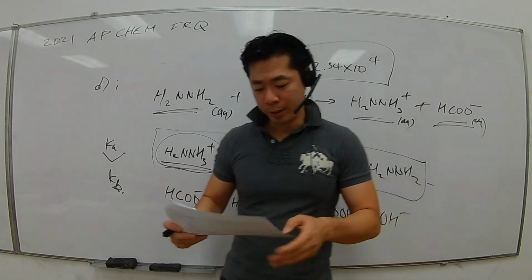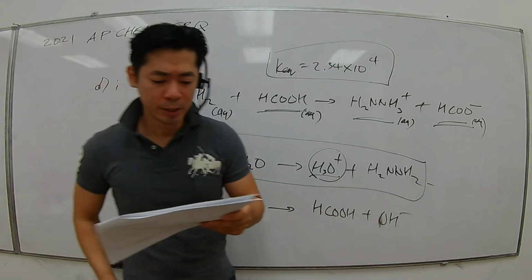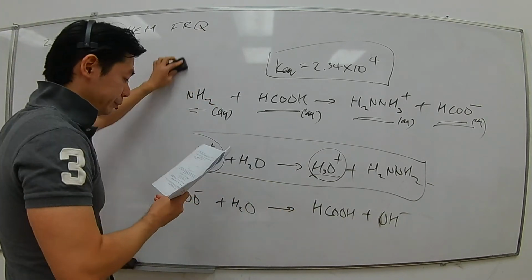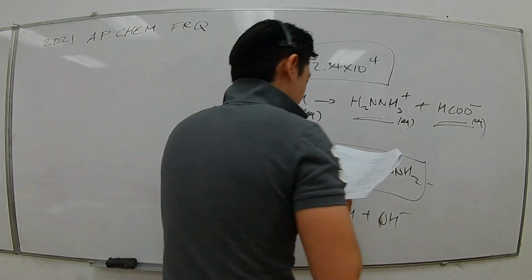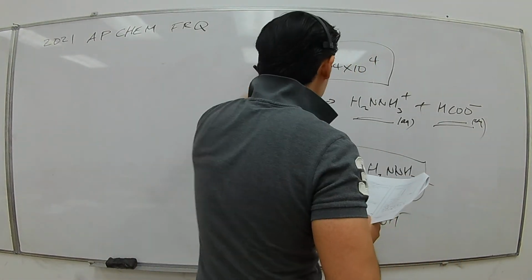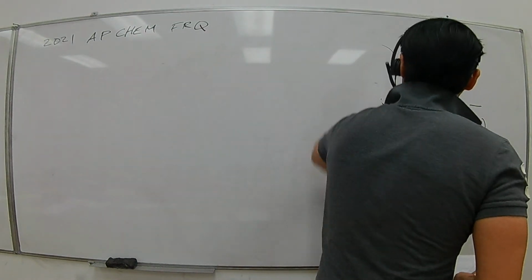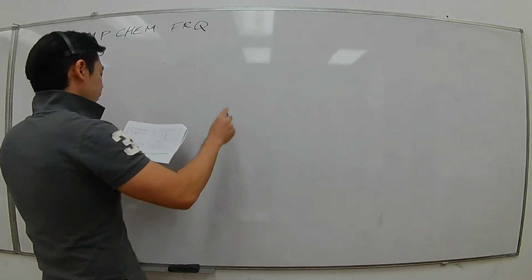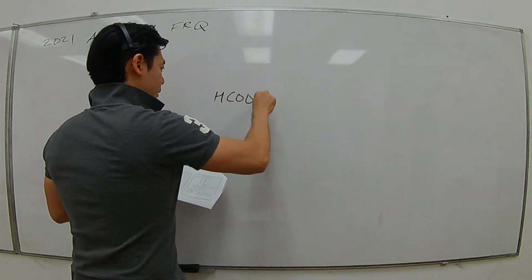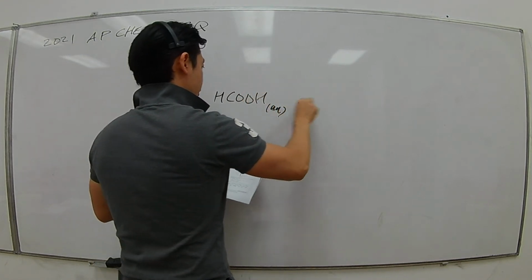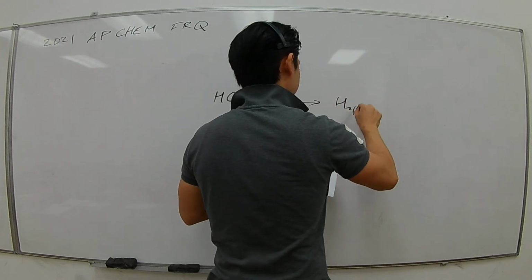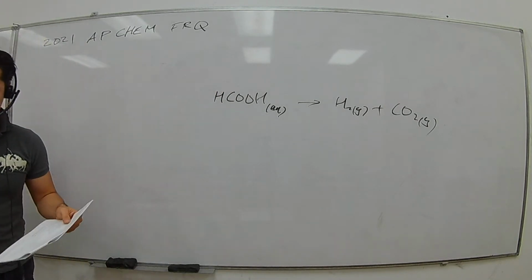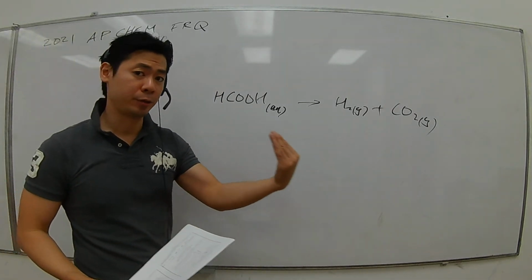Let's go to part E. So they're providing a different reaction here, and the question is asking, is the reaction a redox reaction or not? So let's take a look at the reaction. The reaction is methanoic acid turning into H2 gas and CO2 gas.